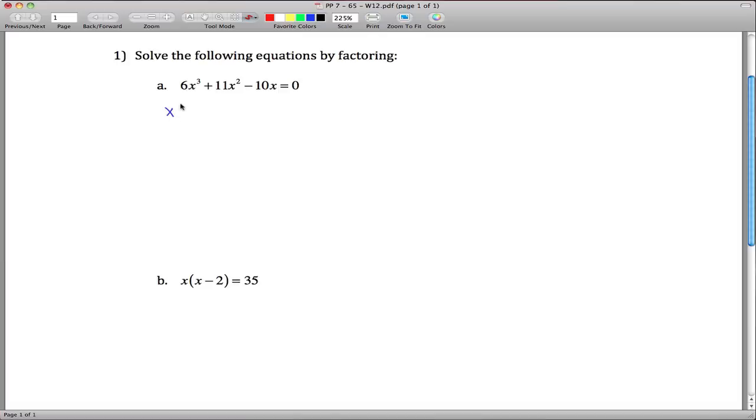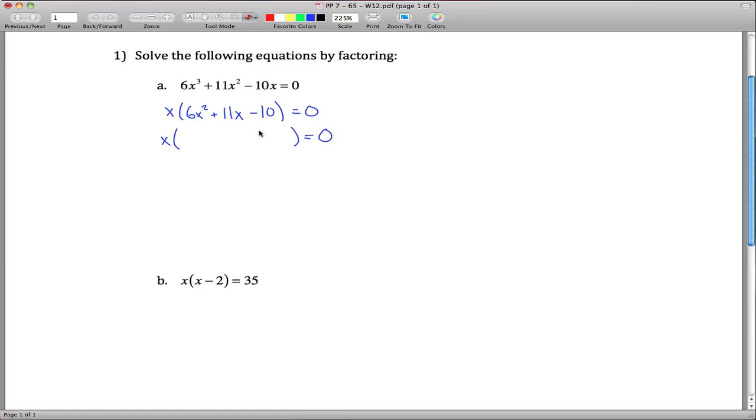And what I think you'll notice is that all three of these terms have an x in them. So we could factor out that x and get 6x squared plus 11x minus 10 equals 0. And then this x out here we'll just ignore for a little while, just leave it like that. But on the inside we're going to try to factor this polynomial.